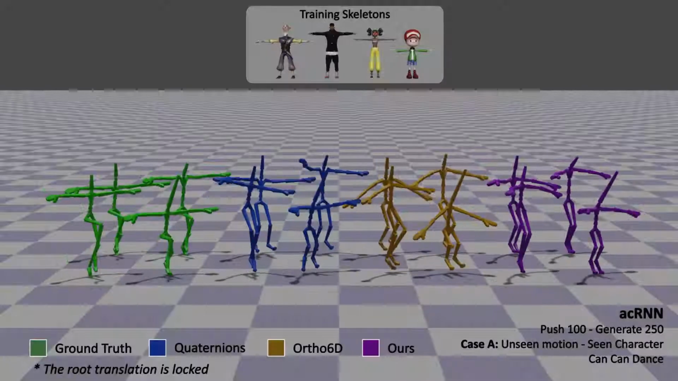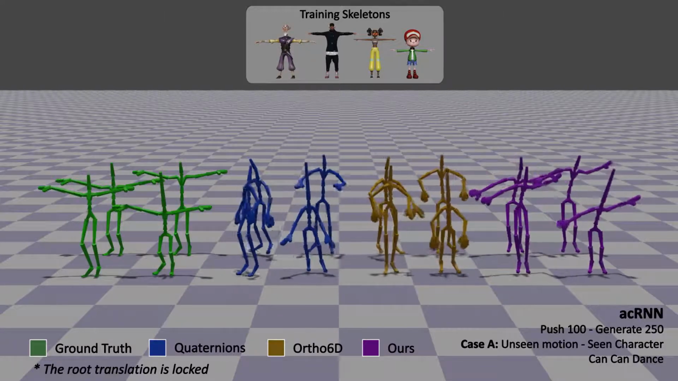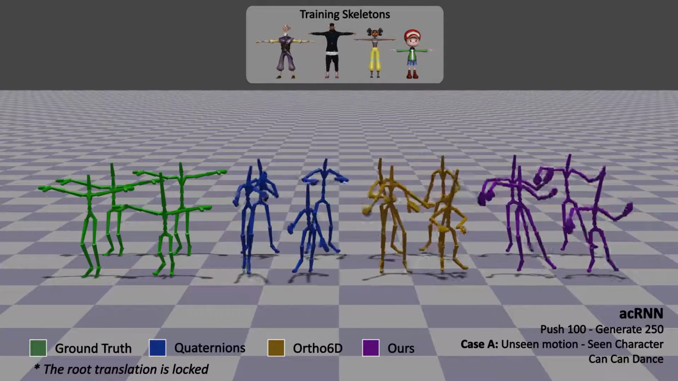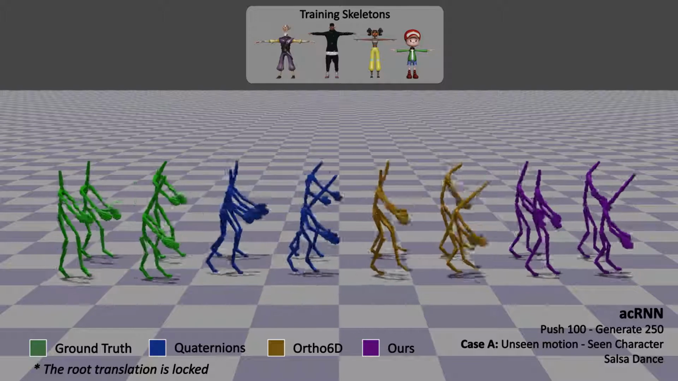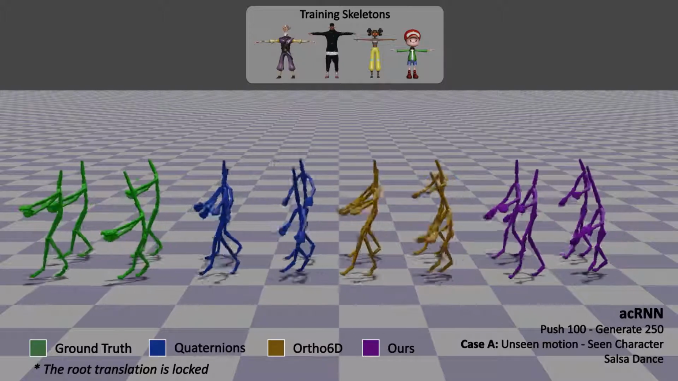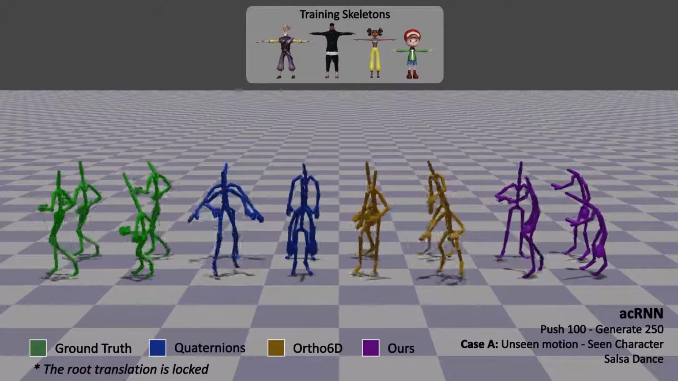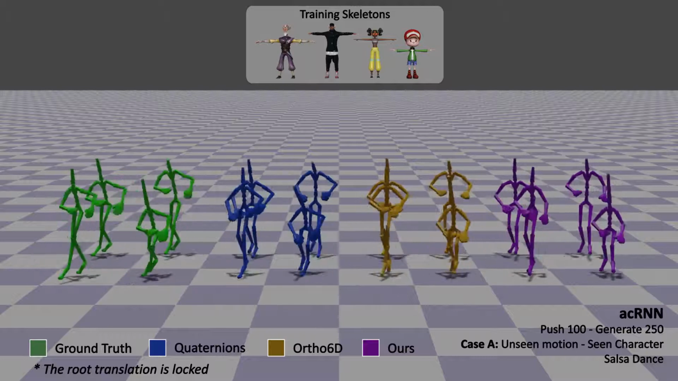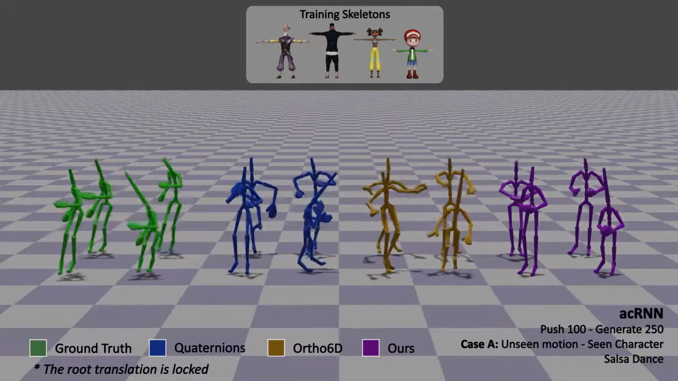Our representation encodes features of motion correlated with the skeleton configuration, allowing for training on databases containing skeletons with different proportions without the need for retargeting. Here we can see the results of unseen motion on seen characters. The ground truth motion is shown in green, motion generated with quaternion offsets representation in blue, with ortho-6D offsets in orange, and ours in purple. Note the jittery motion of the blue and orange groups.